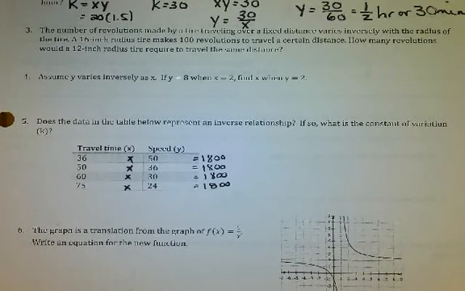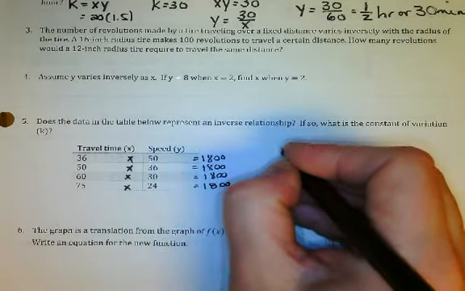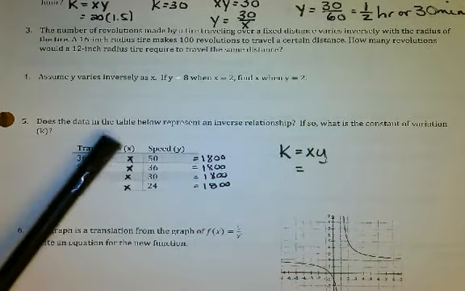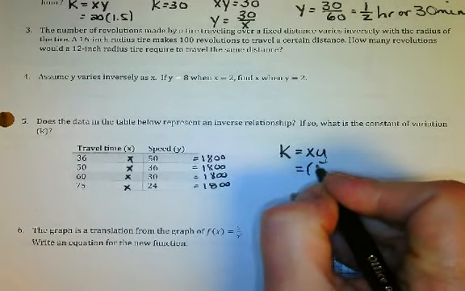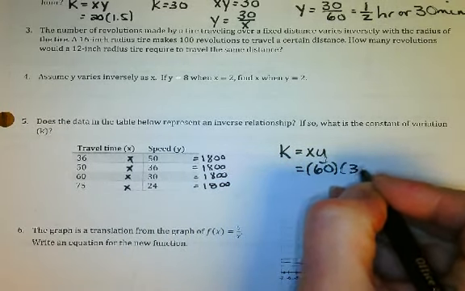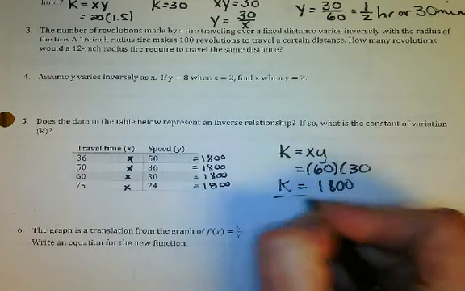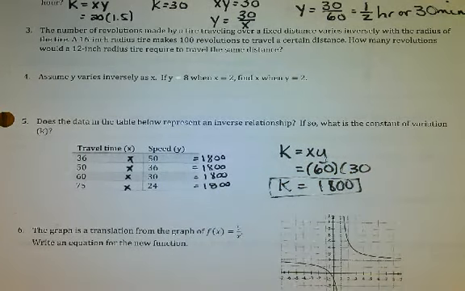So it says, if so, what is the constant variation? Well, remember, to find that k, we just do x times y. Doesn't matter which one of these I choose because they're all going to be 1,800. And so my constant k is 1,800. That's what my k value is. That's my constant.